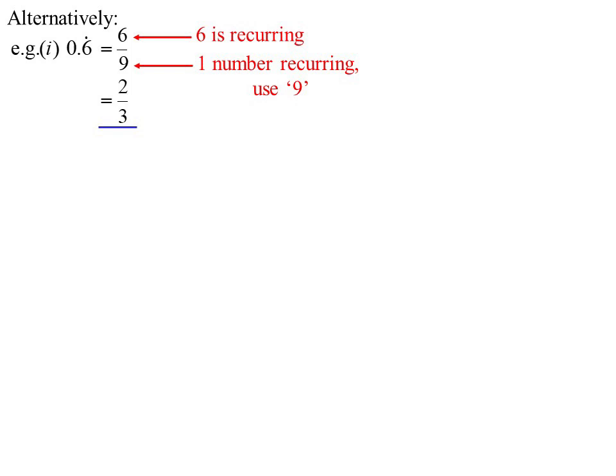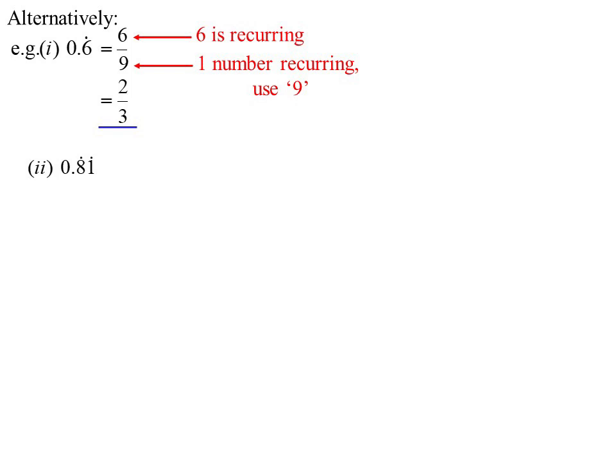Okay, so let's go back to 0.6 repeater. I would just look at that and say, well, hang on, 6 is recurring, so that's what I'll put on the top of the fraction. 1 9 on the bottom. Why put a 9 on the bottom? There is one number recurring, so I put 1 9 on the bottom, and there's my answer, 6 on 9. So 0.1 repeater would be 1 9, 0.2 repeater, 2 9s. You know, all the way up to 0.9 repeater, which is of course 1.